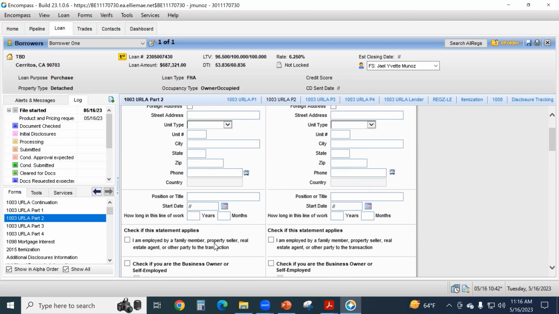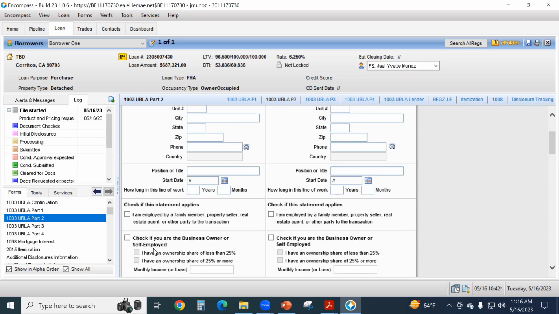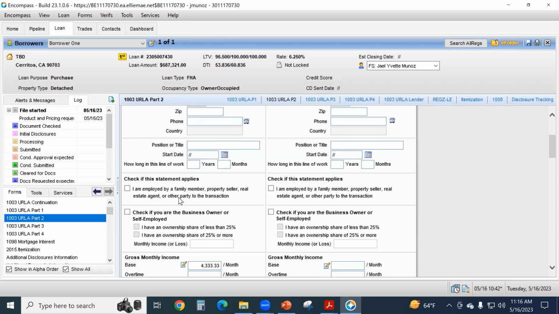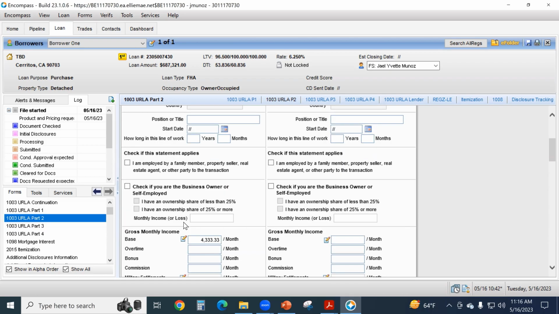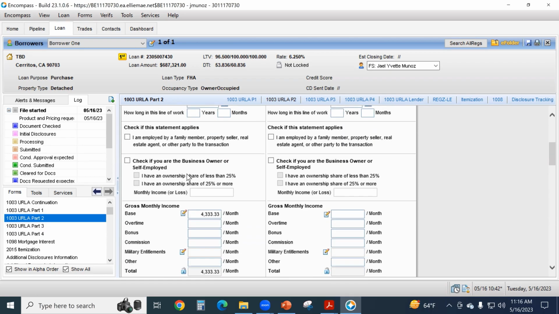Now, this is key, because this changes things as well in income calculation. If they are working by chance for a family member, make sure you're asking those questions, because that is very, very important. This is self-explanatory. If they're self-employed, you want to do that. As far as the income goes, you definitely want to find out what the percentage of ownership is, because if it's less than 25%, we can easily go pay stubs and W-2s. But if it's more, you got to know that you're going to need your self-employment documentation.